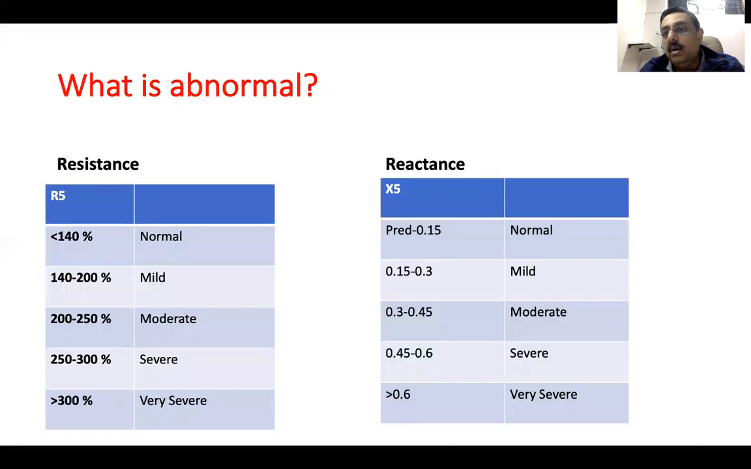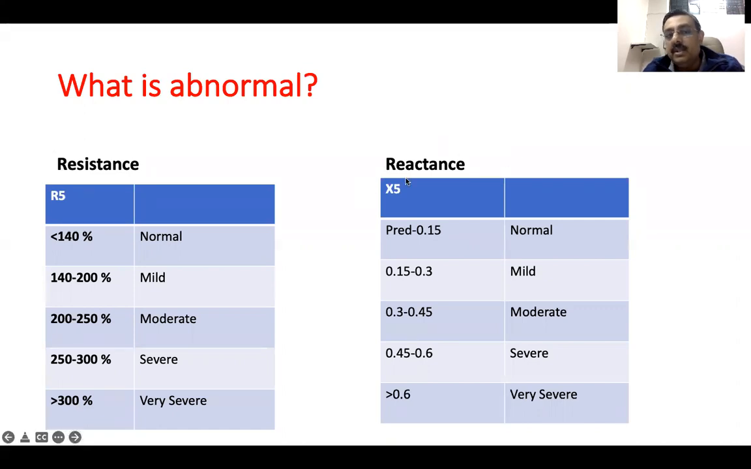Right. Now, what constitutes an abnormality? So now, as we do understand, if there is obstruction in the airways, the resistance is going to go up. So anything less than 140 is considered to be normal. If it is somewhere between 140 and 200, we call it mild. 200 to 250 as moderate, 250 to 300 as severe, and more than 300 as very severe. So this is an arbitrary classification which has been recommended by few of the societies.